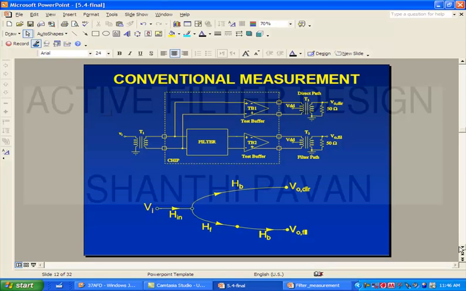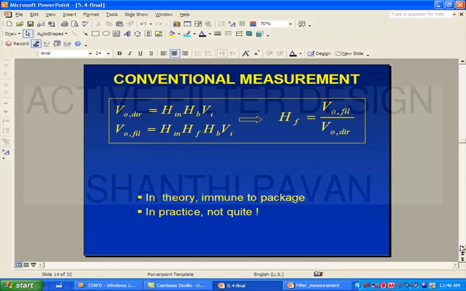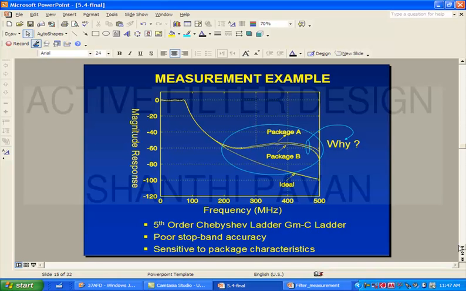So you take the ratio of the two and you get Hf, being the ratio of the filter path to the direct path. Quite straightforward. So in principle, it seems as if everything is fine, and however bad the test buffers are, or however bad the package is, we should be able to measure the filter gain accurately. Unfortunately, that's not what happens.